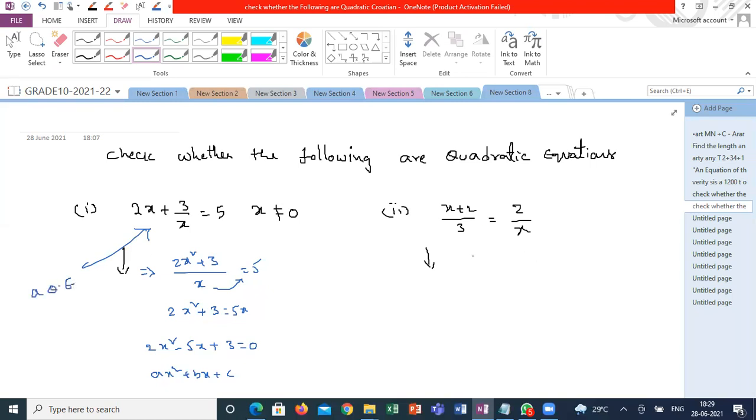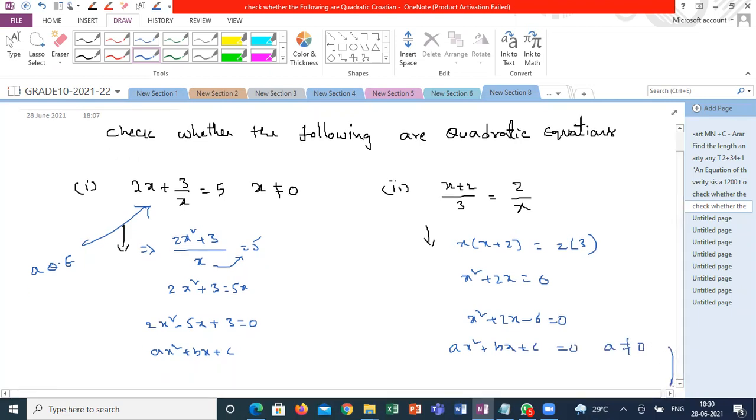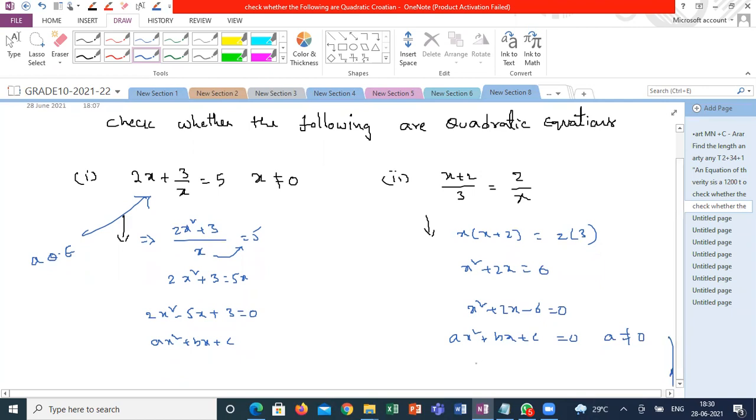Same as the second equation, after cross multiplying, x into x plus 2 is equal to 2 into 3. This will be x square plus 2x is equal to 6. So x square plus 2x minus 6 is equal to 0, which is in the form of ax square plus bx plus c is equal to 0, where a is not equal to 0. That means b might be 0, c might be 0. So this given question is representing a quadratic equation. Is it clear, guys?